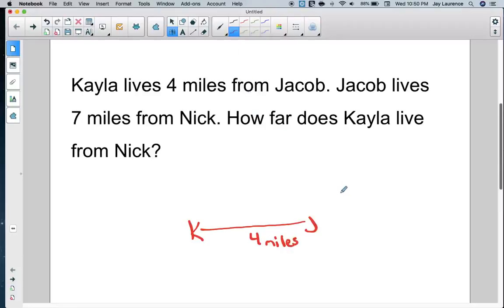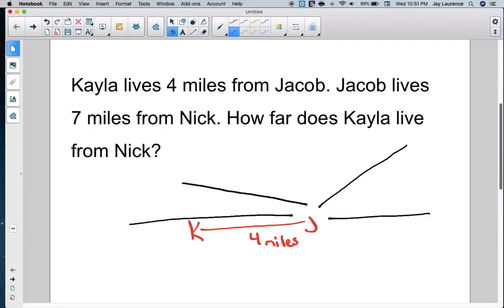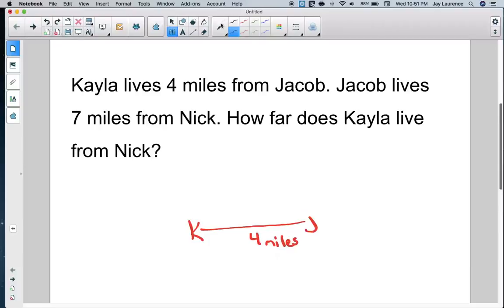Okay? Now, where we put Nick can vary. Nick has to live 7 miles from Jacob. That could be 7 miles this way, it could be 7 miles in this direction, in that direction, in this direction or that direction. See, there's infinite possibilities there. For this problem, we're going to assume that it's not in a straight line, and we're just going to turn it into a triangle.